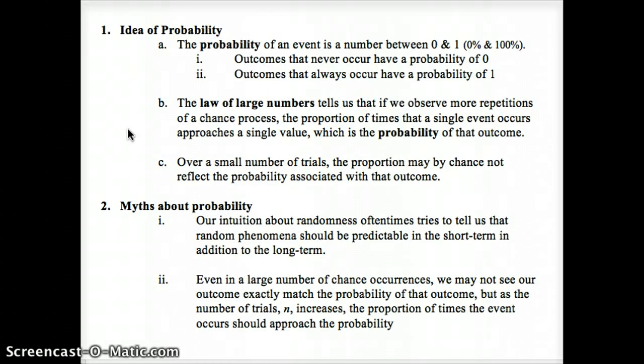So we have to get this idea that probability is not dictating outcomes. It's telling us the likely proportion of successes over a large number of trials. So as the number of trials n increases, the proportion of times the event occurs approaches that probability, should approach, tends to approach that probability.